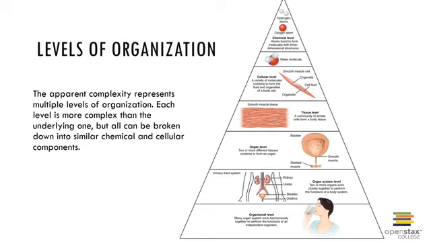And then finally, we have all organ systems, the highest level. This is the total of all structures working together to promote homeostasis in the body. And we will be examining different organ systems.